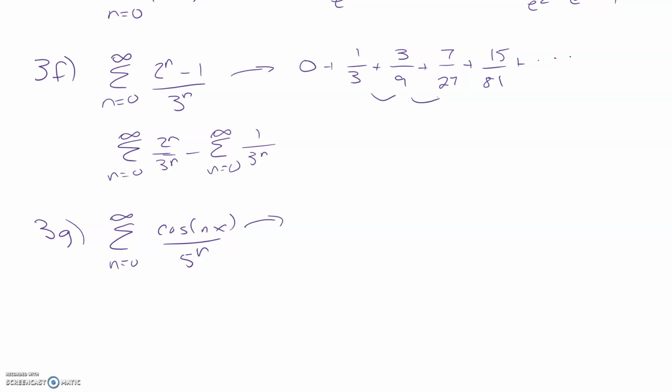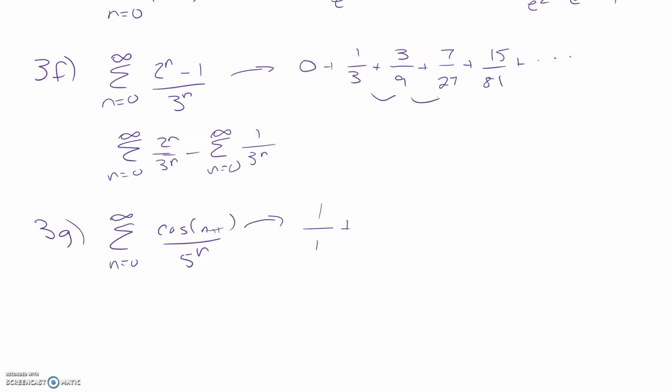So plug in 0. You get cosine of 0 over 5 to the 0. Cosine of 0 is just 1. 5 to the 0 is also 1. Okay, good. Just 1. Now let's plug in 1. I wrote that wrong, didn't I? Yeah, I did write that wrong. Let me go back. That made no sense. Now it makes sense.